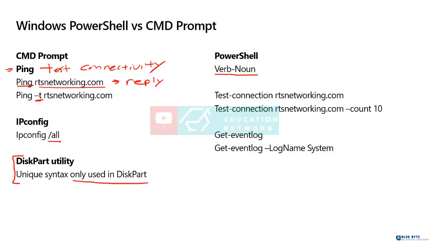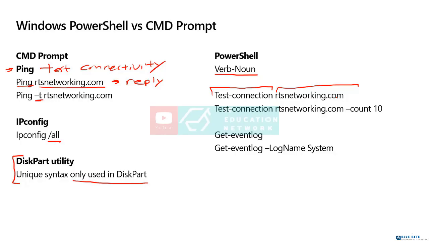But we just know it's always going to be a verb, like test, get, enable, disable, set, -noun, the thing that you actually want to manage. If I wanted the equivalent of ping in PowerShell, verb-noun, test-connection is our verb-noun and the name of the thing that you actually want to ping.